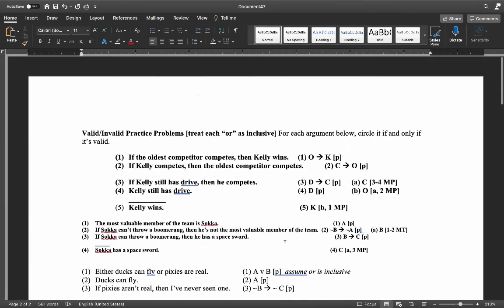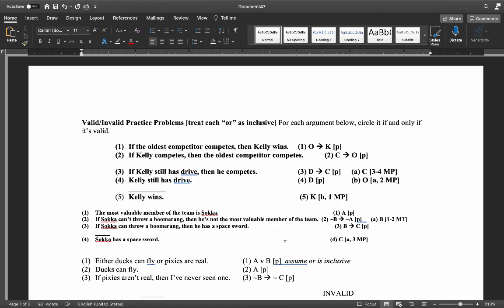Okay, and that's all the problems from the practice problems on the valid and invalid section.